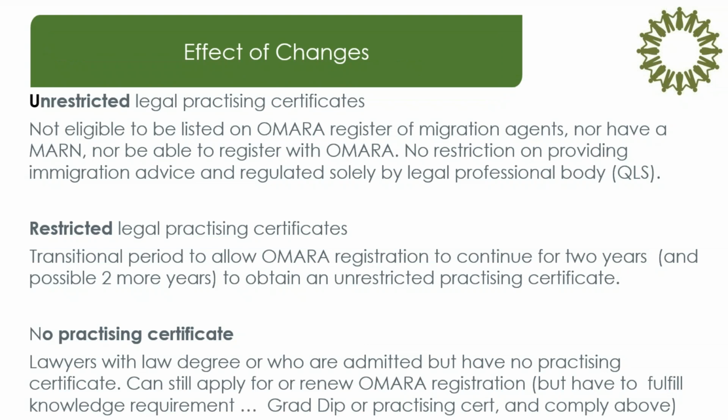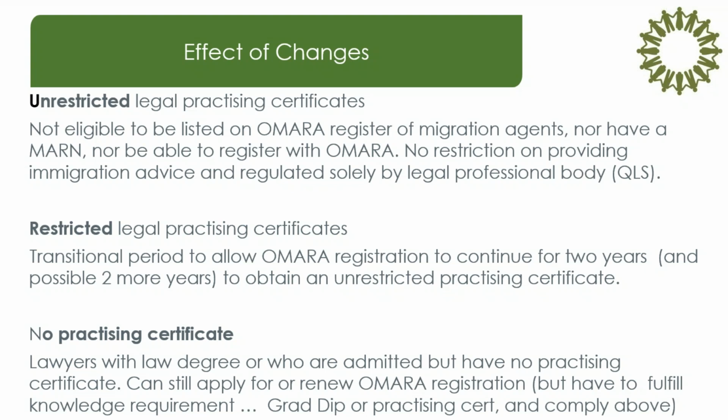So just going over that again, just to make it clear, the effect of changes. Unrestricted legal practicing certificates: not eligible to be listed on the MARA Register of Migration Agents, nor have a MARN, that's the Migration Agent Registration Number, nor be able to register with MARA. No restriction on providing immigration advice and regulated solely by a legal professional body. Restricted legal practicing certificates: transitional period to allow MARA registration to continue for 2 years and possibly 2 more years to obtain an unrestricted certificate.